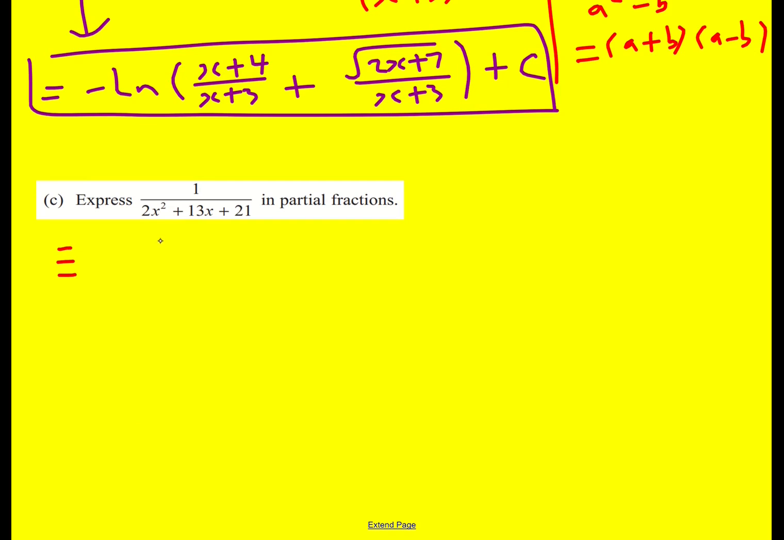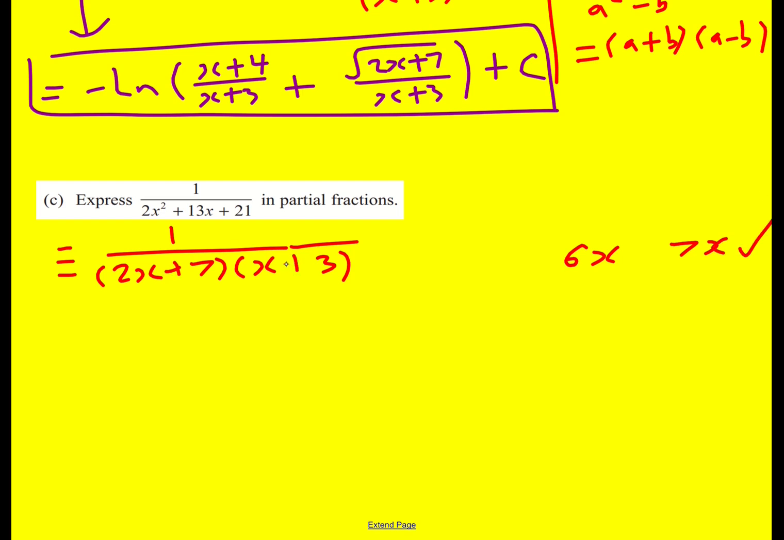So it's going to be equivalent to 1 over, we need to factorize it, so 2x and x. And the only options then really are, okay, 1 and 21, but that's going to make it far too big. So 3 and 7 or 7 and 3. And if we go with 7 and 3, then we'd get 6x and we'd get 7x. So that will work. And they're all going to be positive. For partial fractions, we're then going to separate into a over 2x plus 7 plus b over x plus 3.